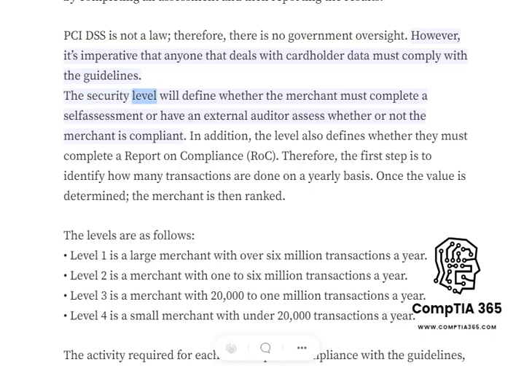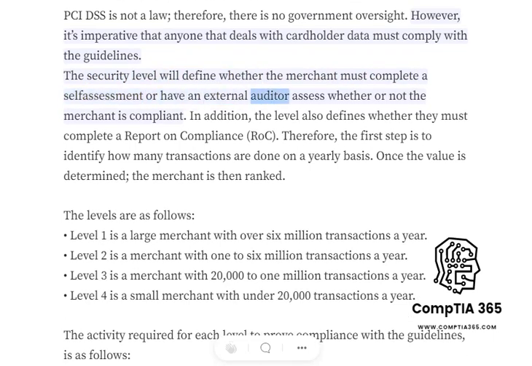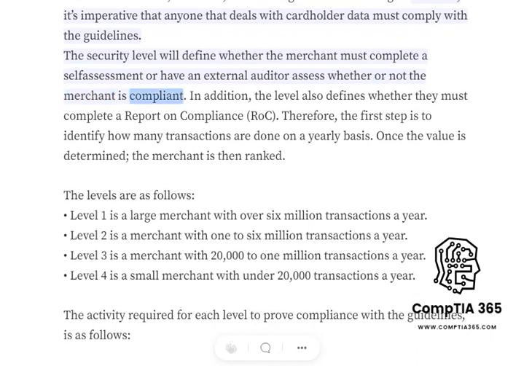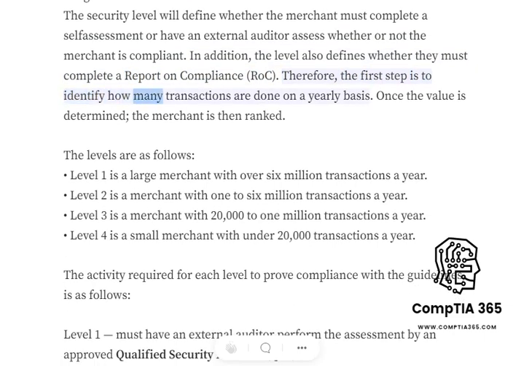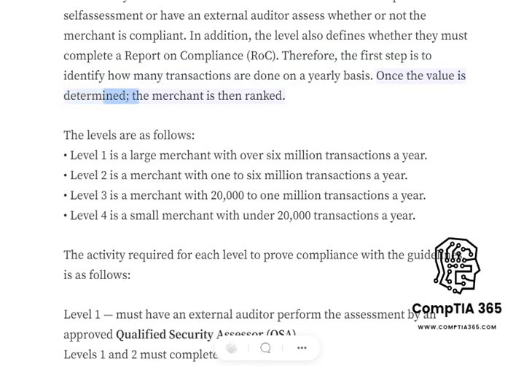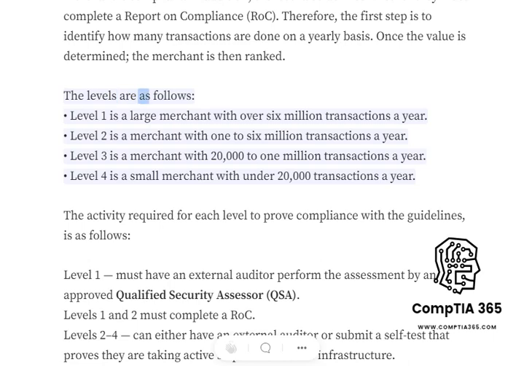The security level will define whether the merchant must complete a self-assessment or have an external auditor assess whether or not the merchant is compliant. In addition, the level also defines whether they must complete a Report on Compliance, ROC. Therefore, the first step is to identify how many transactions are done on a yearly basis. Once the value is determined, the merchant is then ranked. The levels are as follows.